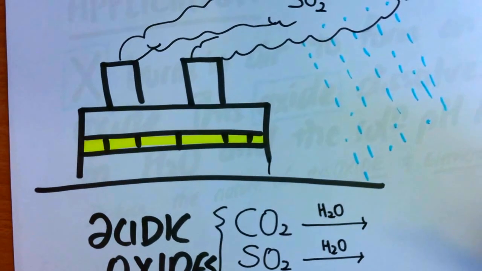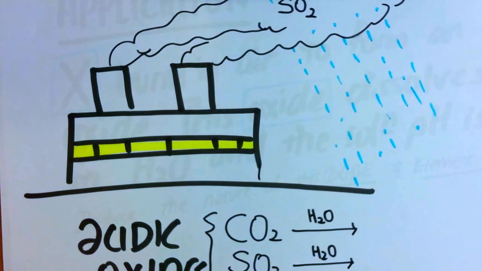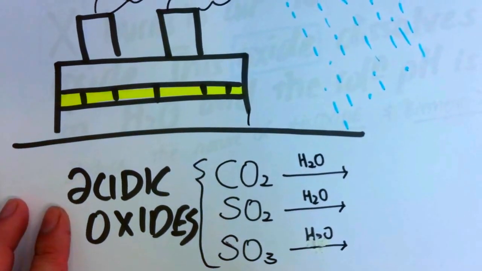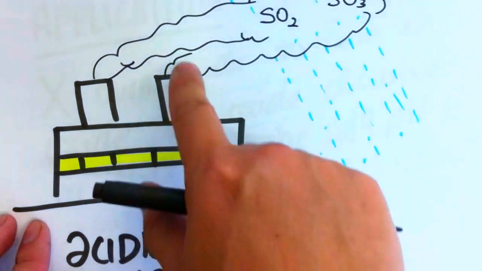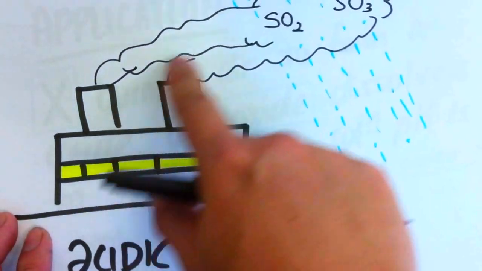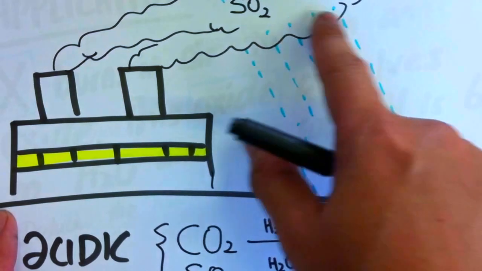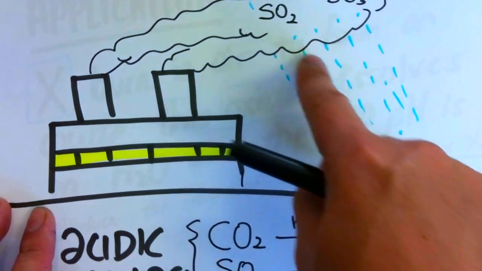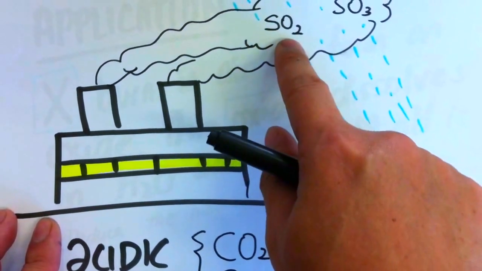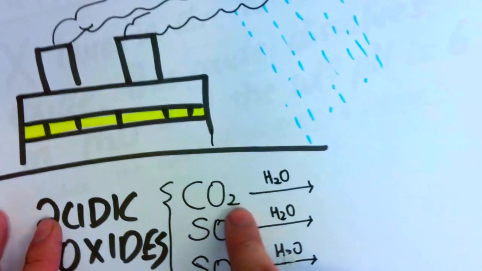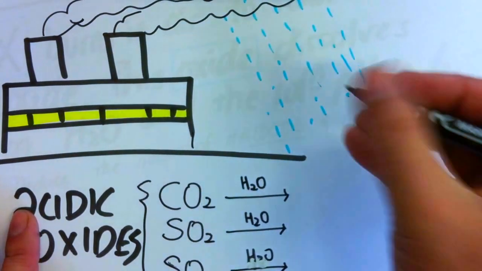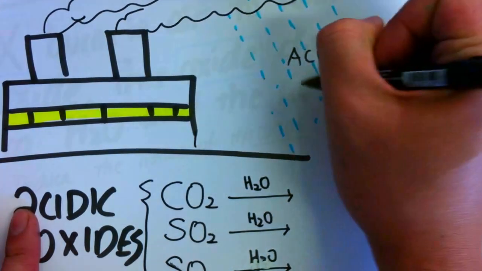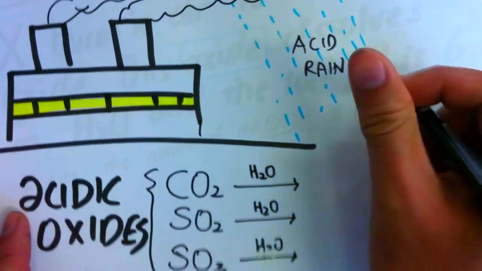Okay, let's look at acidic oxides. Now acidic oxides are things like CO2, SO2, and SO3. Now this is an example of acidic oxide being released from factories. As it is released, rain comes, and when the water touches the oxide, these oxides will dissolve in the water, and what do you get? You get something known as acid rain.